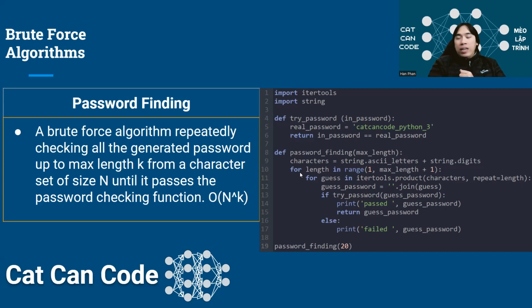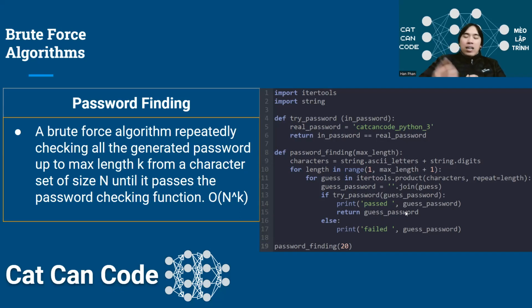So we have the nested for loop here. The outer for loop will go through the different lengths, for example, 1 character, 2 characters, 3 characters, up to max length characters. And then I'm generating the guess password from my set of characters and the given length at each iteration in this inner for loop. And then for each generated password, I'm going to compare it using my try password function, simulating that it's sent to the server or the database to check.